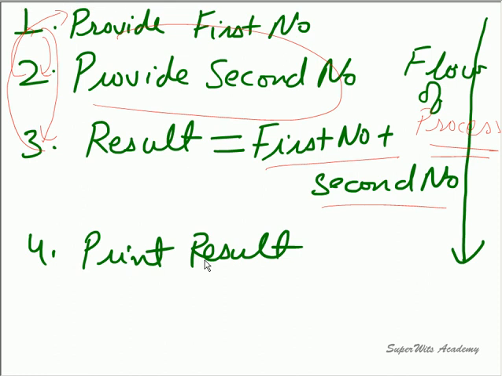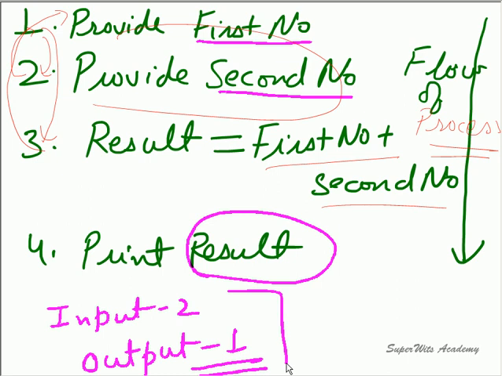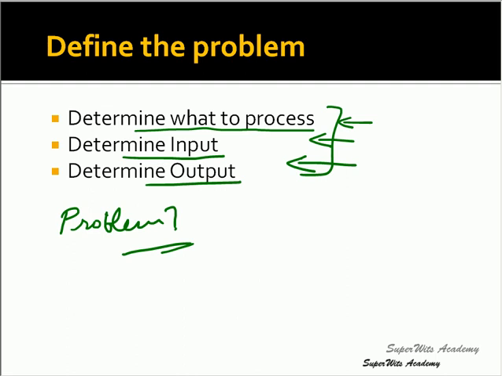Now if you look at this particular thing very clearly, you will see that there are two inputs which you require. One is the first number and one is the second number, and one output which you are supposed to print, right? So if I specifically write how many inputs I require, that is 2, and how many outputs I require, that is 1, right? So we have determined the particular output, particular input, and the flow of the process, that is, what kind of process we are going to do, right?